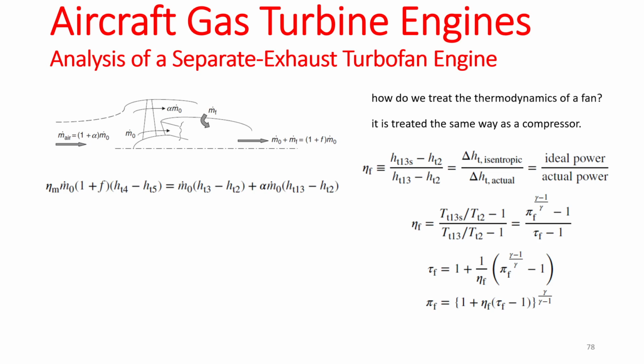And the total enthalpy difference between the exhaust and the inlet of the turbine is going to be equal to whatever is going to the compressor, which is your m dot naught, the engine flow rate, multiplied by HT3 minus HT2, plus the fan part, which is your bypass ratio multiplied by m dot naught, multiplied by HT13 minus HT2. Okay. Are there any questions here? I think it should be clear, right?